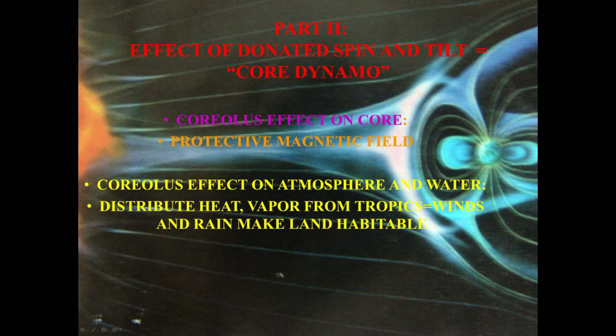Next, I want you to remember the effect of the donated spin and tilt, which helped create our core dynamo, and the Coriolis effect on the core, along with the protective magnetic field. Also, the Coriolis effect on atmosphere and water, distributing heat and vapor from the tropics, winds and rain, making life habitable.